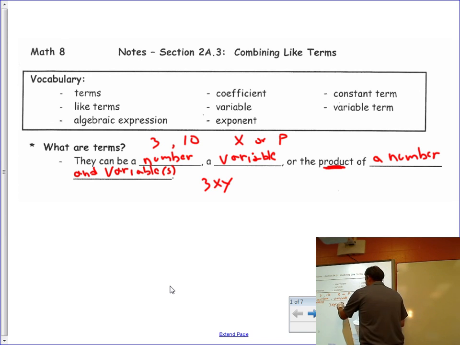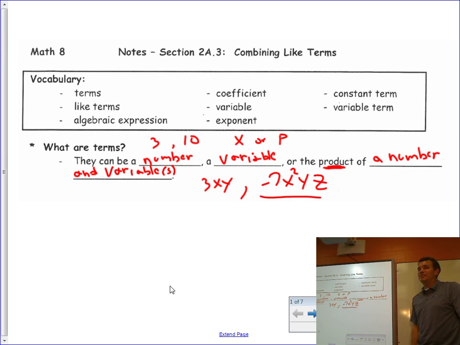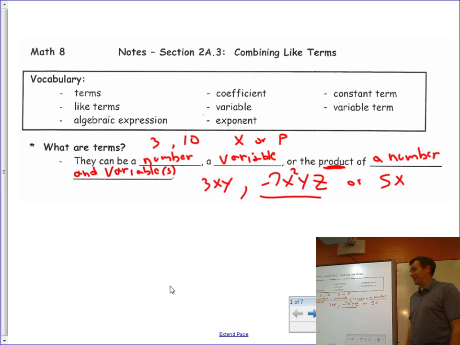Or you might have -7x squared y z. All of that is a single term. You can have as many variables and a number multiplied together, it's still just one term. Or you could have the basic, just 5x, a number times a variable. All of that would be a single term.